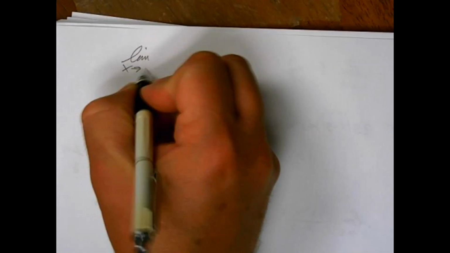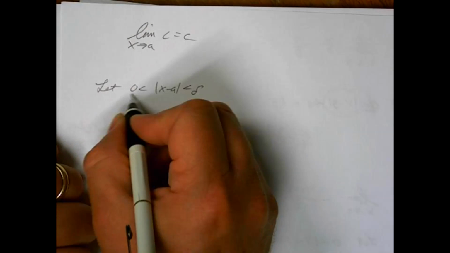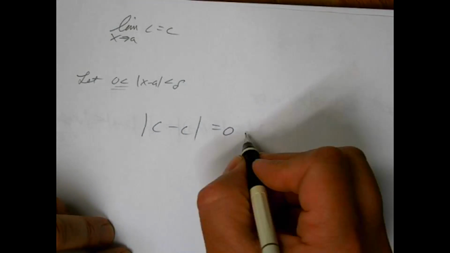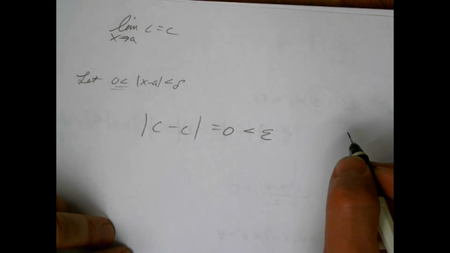One of the things we claimed is that the limit as x approaches a of c is equal to c. Let's see if we can prove that that's actually correct. I'm going to let x and a get within delta of each other, but not equal each other. And let's see what happens up here. Then the function value and its limit, the distance between them will be what? It will be 0. And 0 is always less than epsilon, because we've specifically said epsilon is a positive number.